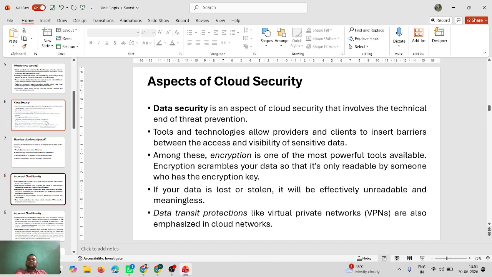If your data is lost, it will definitely be a huge loss for us. So encryption is the simple and best solution to protect our data. Even in case of data lost or stolen, your data is unreadable.